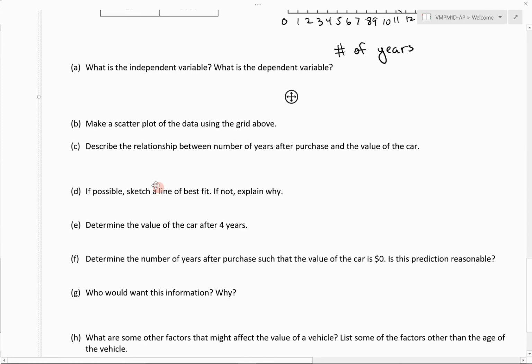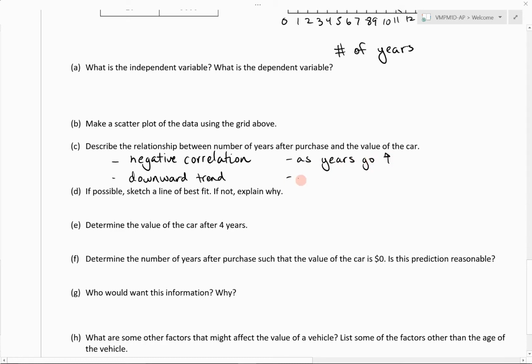So part C, describe the relationship that we see. Well, it's a negative correlation. The points are going down. Negative correlation. We have a downward trend. And we can say as the years go up, the value of the car goes down.